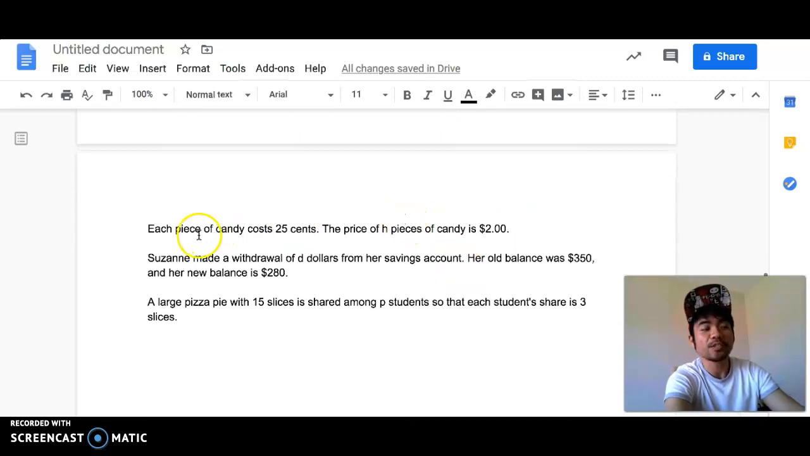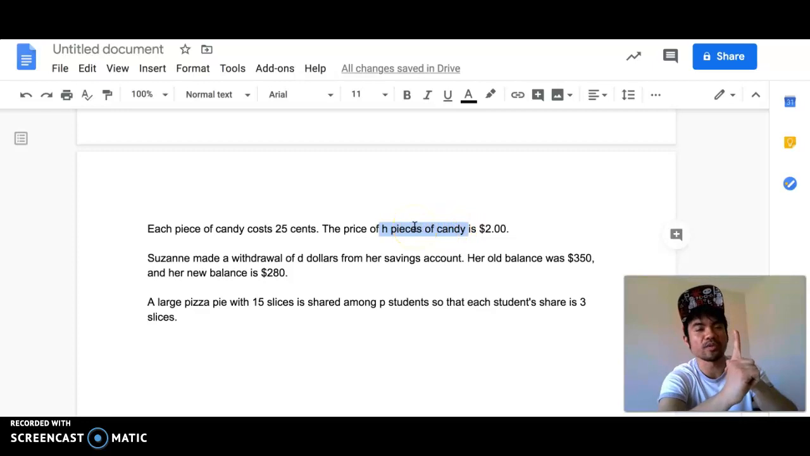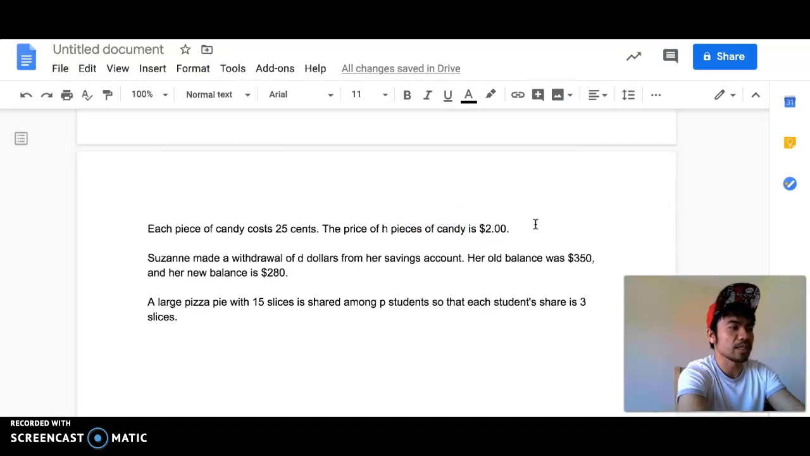Let's look at this one. Each piece of candy costs 25 cents. The price of each pieces of candy, so we don't know how many pieces, is $2. So if we know that one piece of candy is 25 cents, two piece is 50 cents, right? Three piece is 75 cents. So what are you actually doing in your head? You're actually multiplying, aren't you? So it's actually 25 cents multiplied by H equals $2.